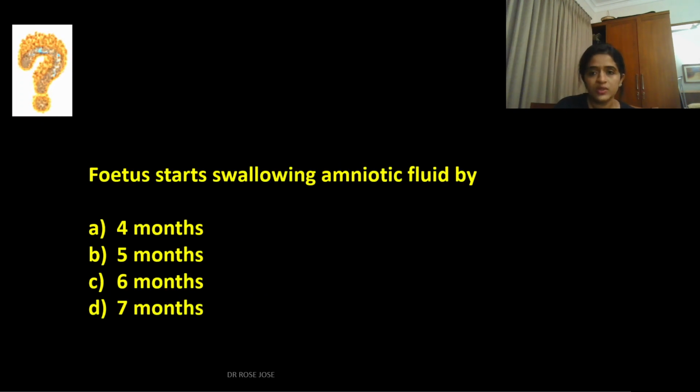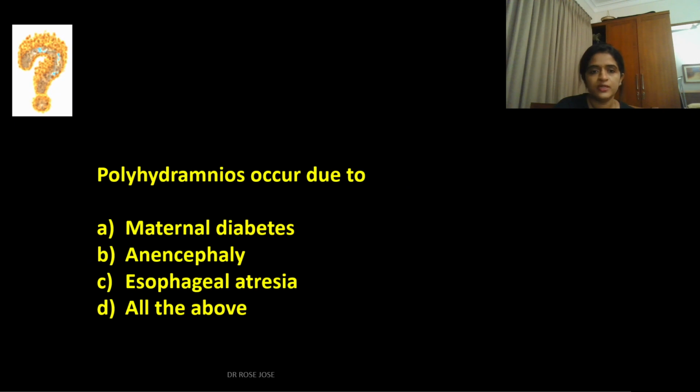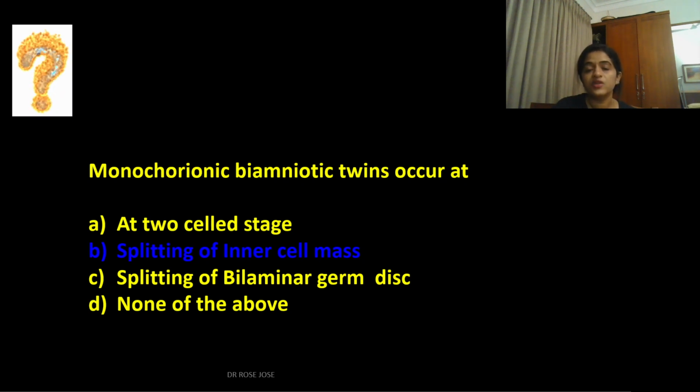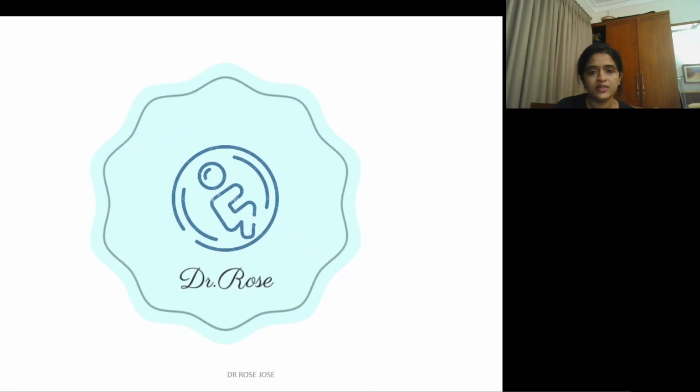The fetus starts swallowing the amniotic fluid by around the 5th month. Polyhydramnios occurs due to maternal diabetes, anencephaly, esophageal atresia, all of the above. So all these conditions can result in polyhydramnios. Monochorionic biamniotic twins occur at which stage? If the splitting occurs at the inner cell mass stage, you will get a single chorionic cavity, but still you can get 2 amniotic cavities.